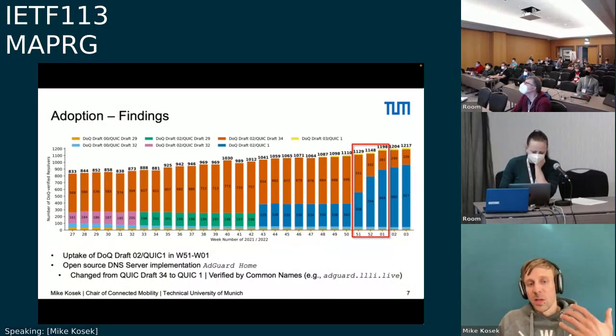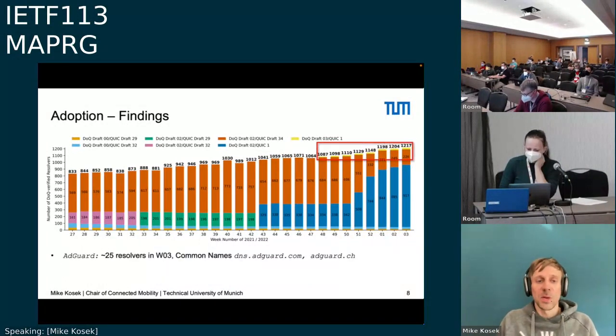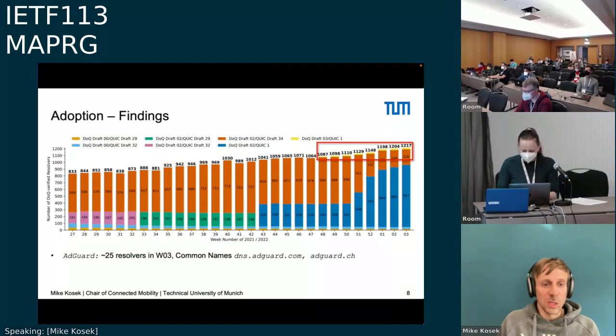So next to their open source DNS server implementation, Edgard also offers a publicly reachable DNS over QUIC service. They already implement DNS over QUIC draft 03 in combination with QUIC version 1, which is highlighted here in the yellow bars. And we find these for around 25 resolvers in the final week of our measurement with the common names dns.edgard.com and edgard.ch.